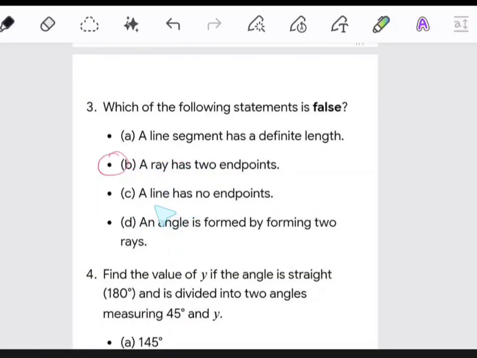Let's read the next ones also. A line has no endpoints. It is true. An angle is formed by 2 rays. Yes, 2 rays form an angle. It is correct. So all these are correct. The answer is B. B is wrong.